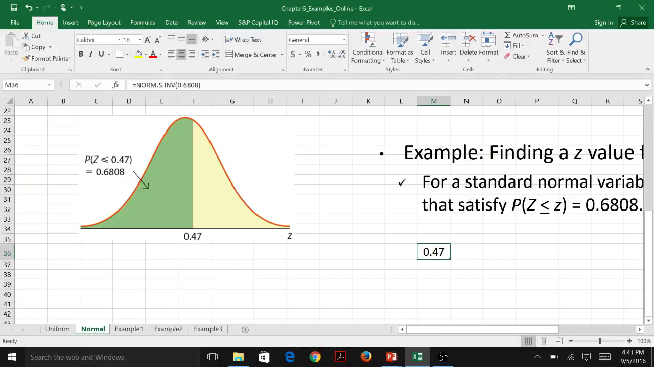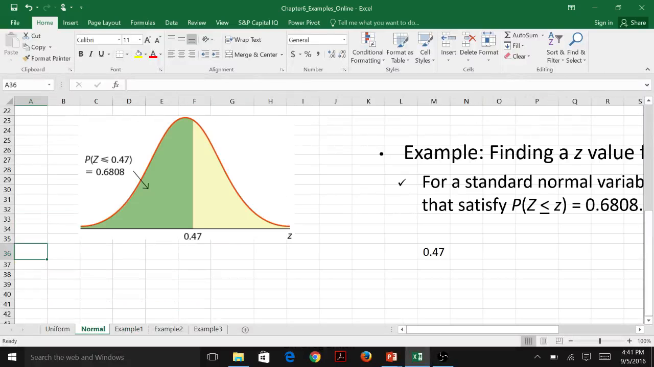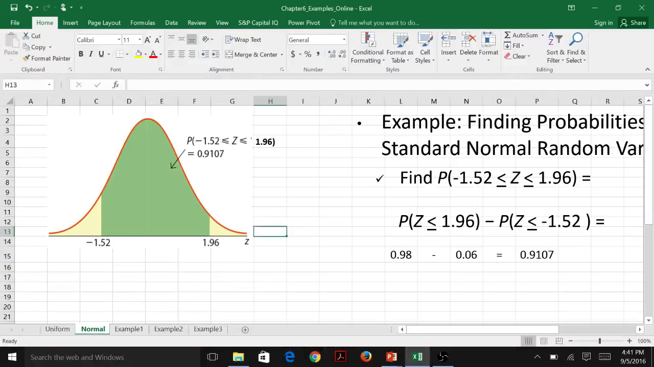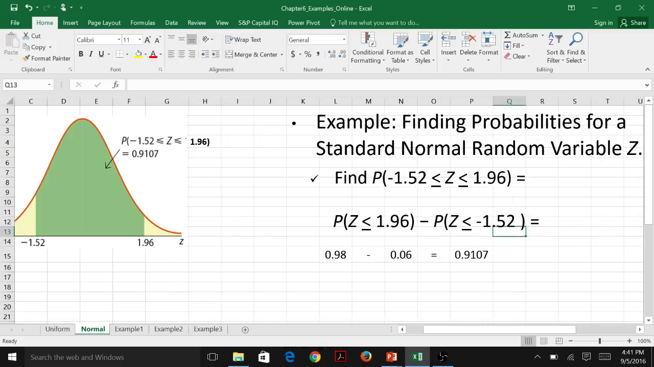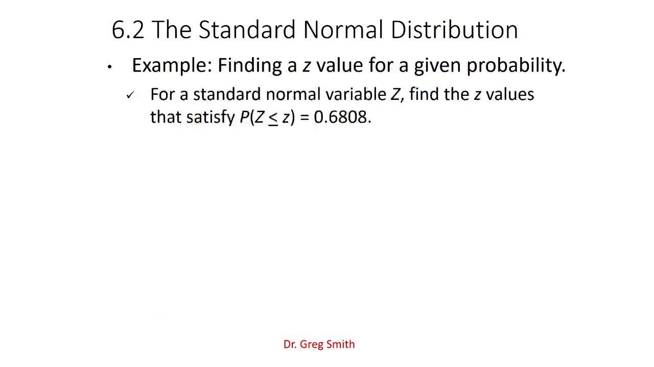Let's take a look. So if I start off by figuring out how to do a few pieces here, start here at the top. We're going to figure out how to do this by first taking a look at the norm.s.dist using the true function. True means a cumulative value. So 1.96, and we're going to subtract away the negative 1.52. That difference is 91.07%. That's the easy way to do it. Looking up in tables, well, that's what I did, and a lot of you probably already have done. The easiest way now is through Excel.